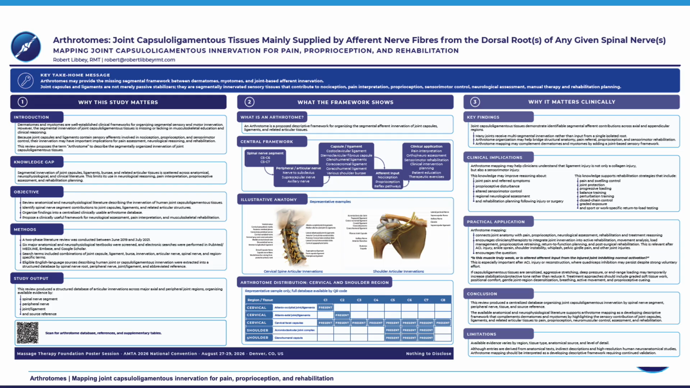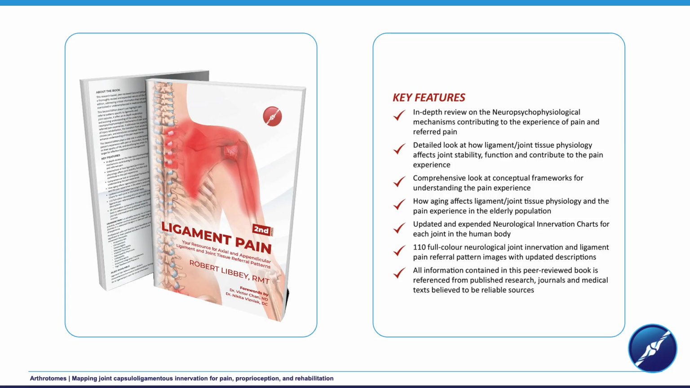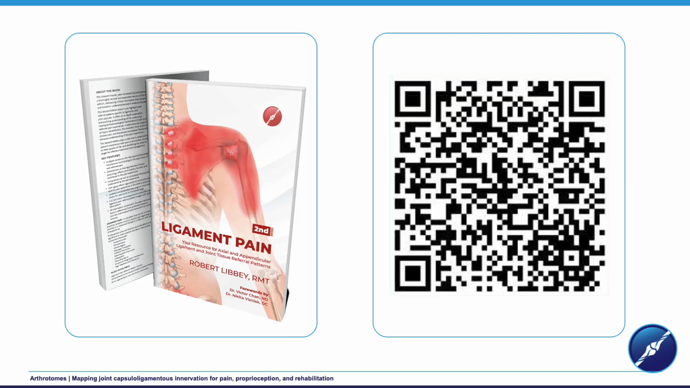Today we're going to be going through the research on arthrotomes, joint capsuloligamentous tissues mainly supplied by afferent nerve fibers from the dorsal roots of any given spinal nerves: mapping joint capsuloligamentous innervations for pain, proprioception, and rehabilitation, a clinical framework for organizing the segmental afferent innervations of joint capsules, ligaments, bursa, and related articular tissues. All of this research is documented in a book that I published recently called Ligament Pain, your resource for axial and appendicular ligament and joint tissue referral patterns. You can scan this QR code to be taken to the web link where you can purchase the book.